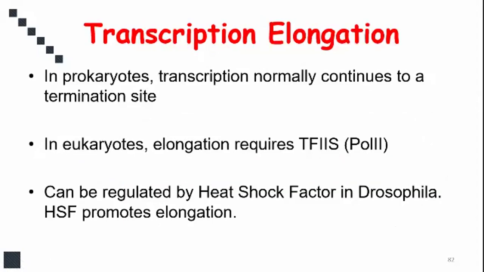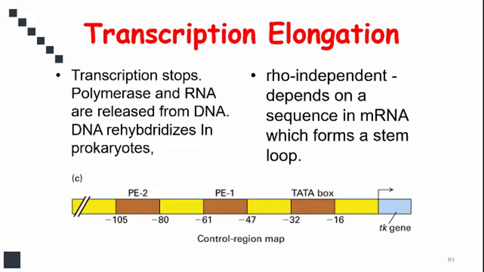So transcription normally continues to a termination site, and in the case of the eukaryotic organelle, elongation requires transcription factors. This can be regulated by use of proteins or factors that we can see in Drosophila and other related species. So transcription stops. Polymerase and RNA are released from the DNA, and DNA rehybridizes in prokaryotes. Rho depends on the sequence in messenger RNA which forms the stem loop.